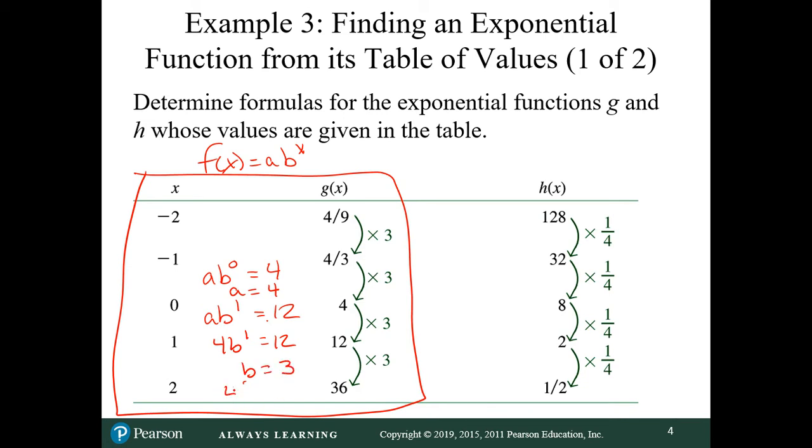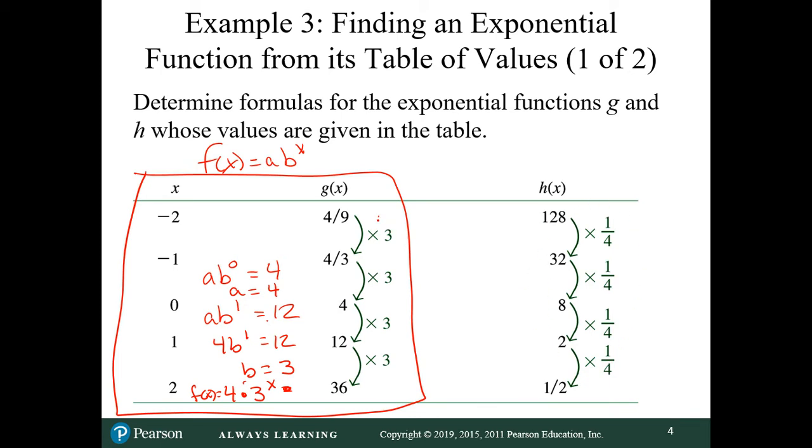So this is 4 times 3 to the x. That's our function. So 4 times 3 to the 0 is 4. 4 times 3 to the 1 is 12. 4 times 3 to the 2, put 2 in there. 3 to the 2 is 9 times 4 is 36. Hey, that works.